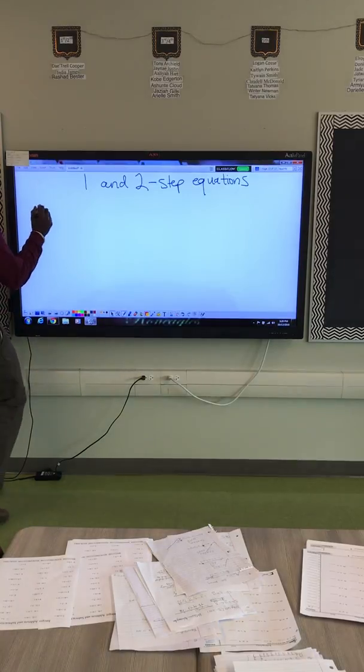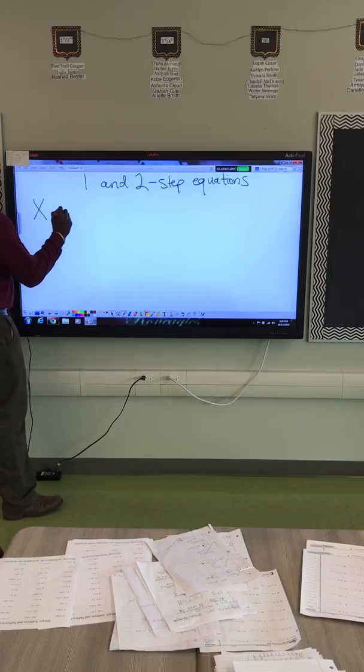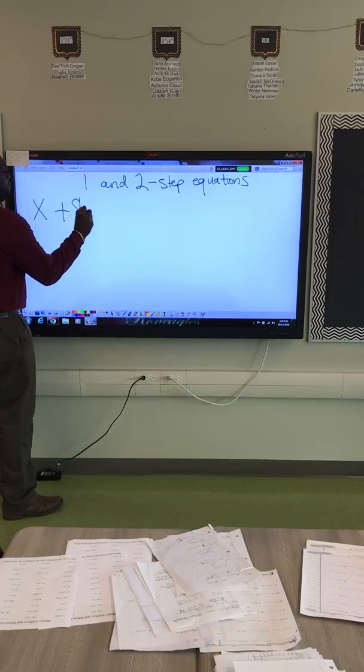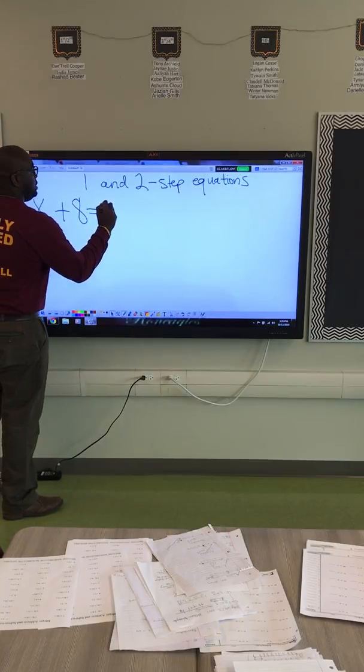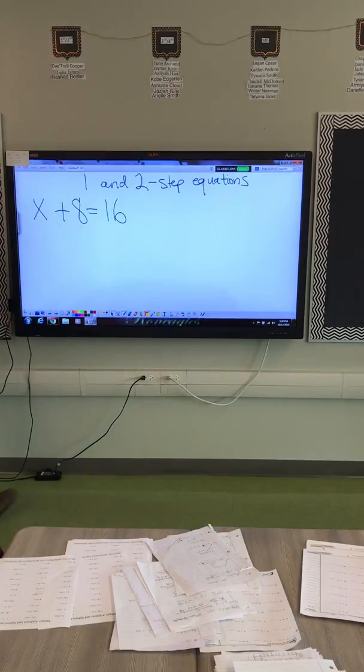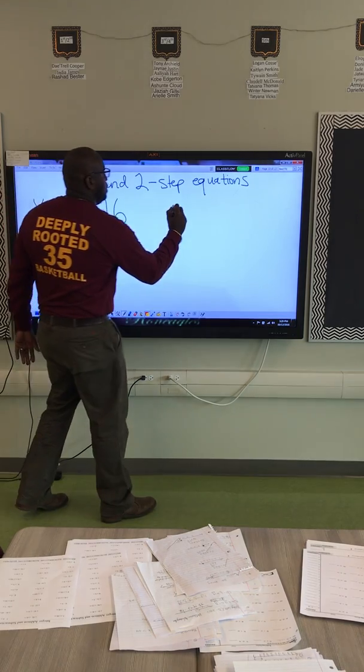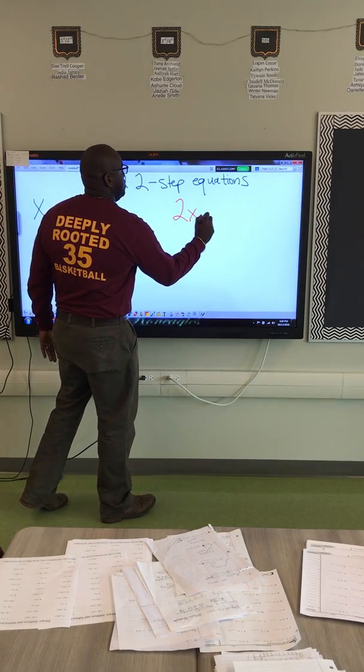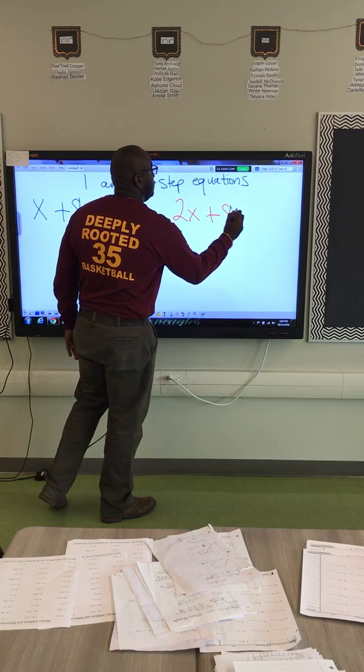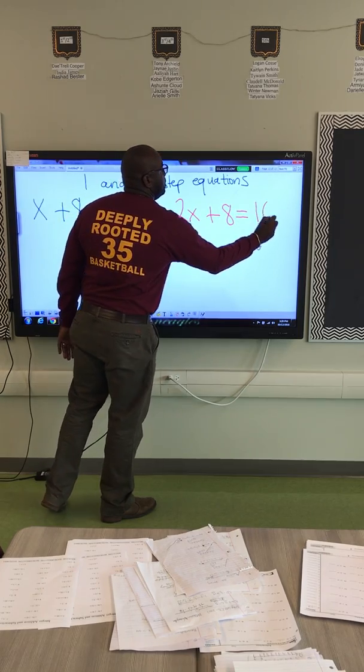One step in blue, x plus 8 equals 16. Two step in red, 2x plus 8 equals 16.